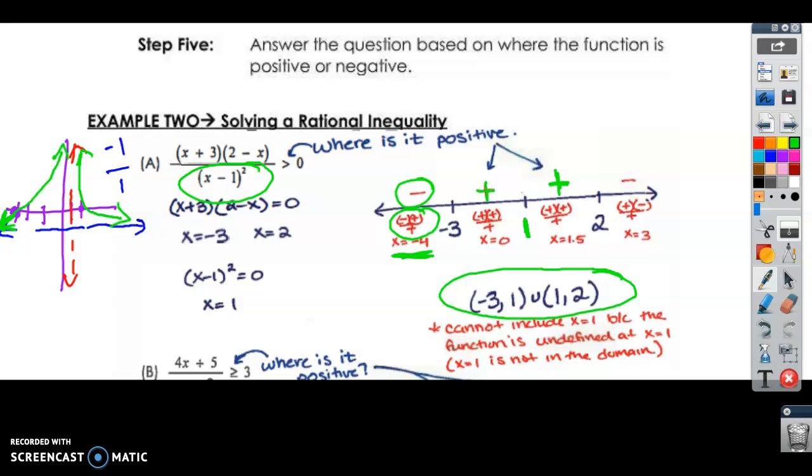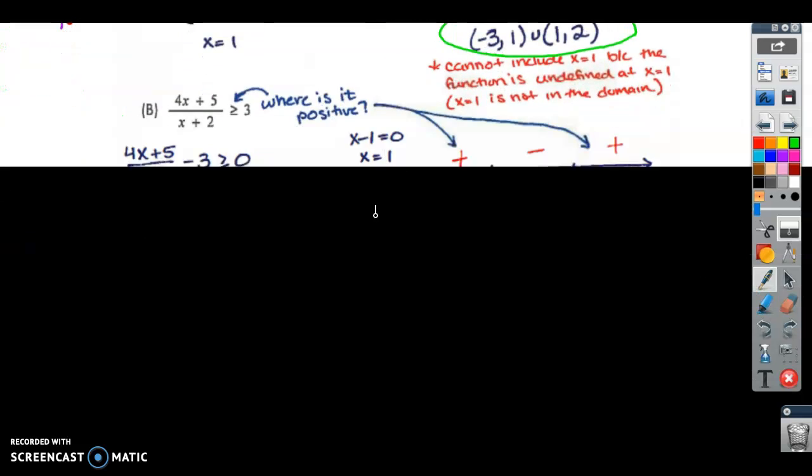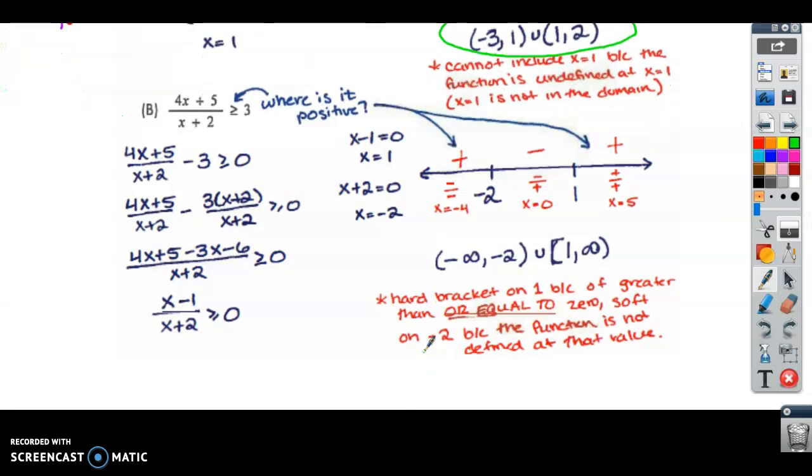And the second one is a little bit more complicated. Let's go ahead and look at the algebra first, right here. This is asking, where is it positive? Okay, what I just circled there is all algebra 2. You've got to know how to do this before you can do these problems.